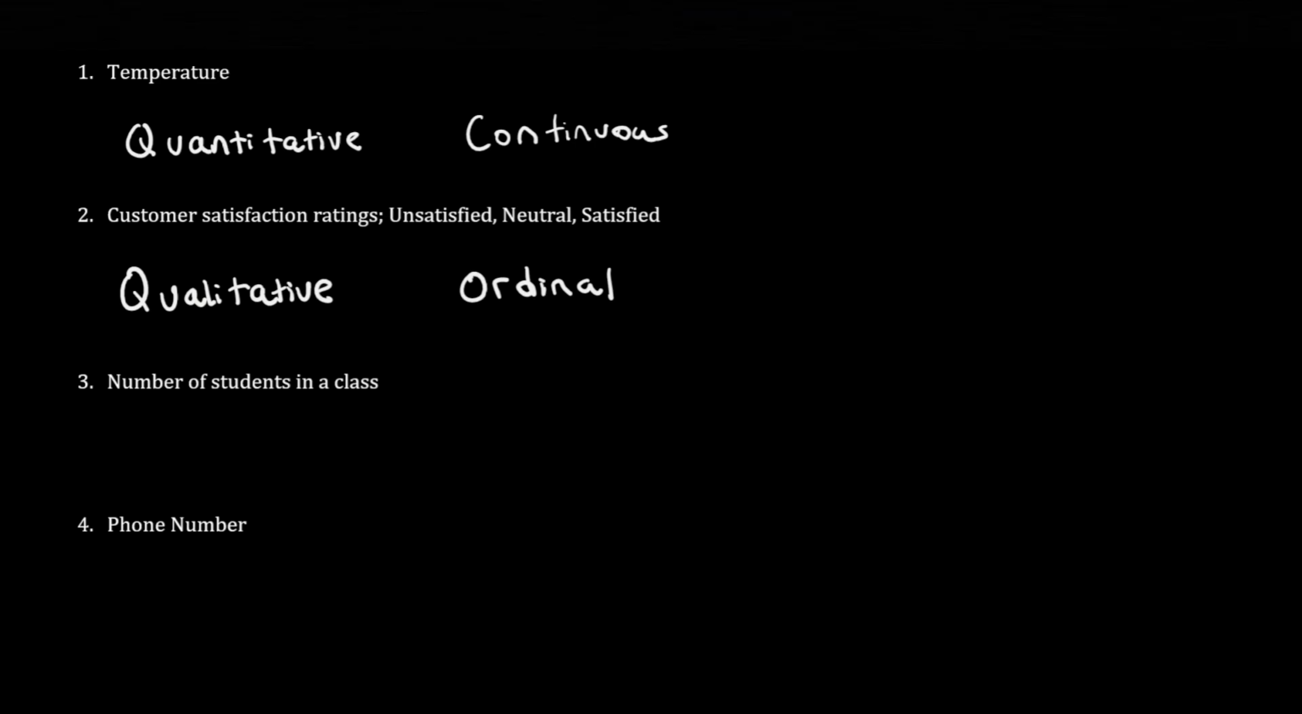Number 3, what type of variable is the number of students in a class? We see that we can actually count the number of students in a class and measure it with a precise number. So this is quantitative. Is it discrete or continuous? We see that we can't really have half a student or part of a student, so we're only using whole numbers and certain values. So it's discrete.